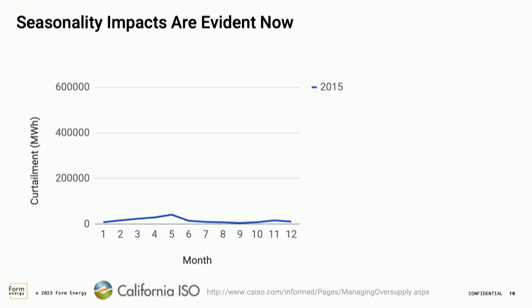So the California grid is a summer peaking grid. I misspoke. That means they have the most demand in the summer.